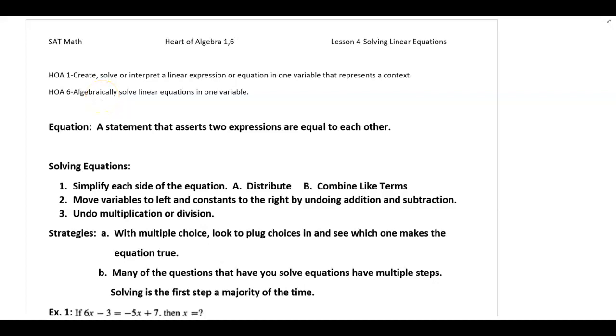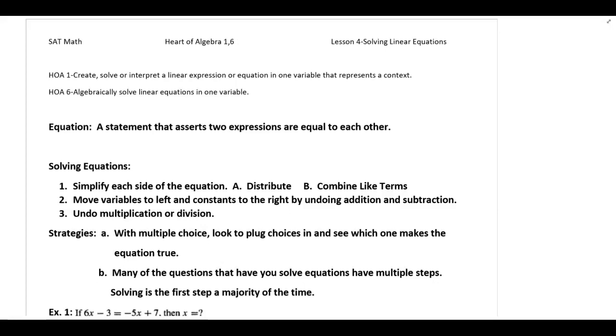SAT Math Lesson 4 is all about solving linear equations. This involves Heart of Algebra 1 and Heart of Algebra 6. You've done a lot with Heart of Algebra 1. Now we add Heart of Algebra 6, which is actually going through and algebraically solving linear equations in one variable.